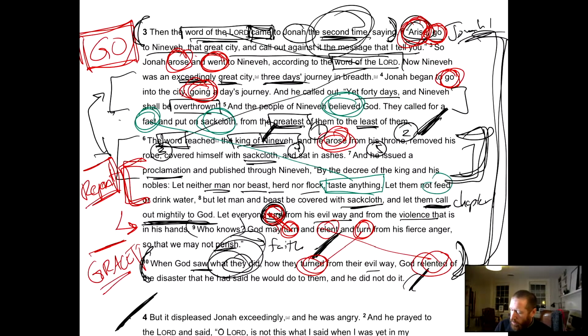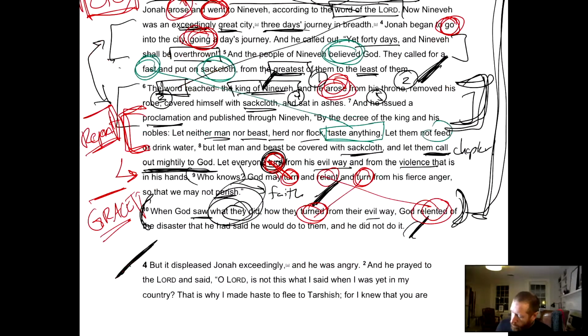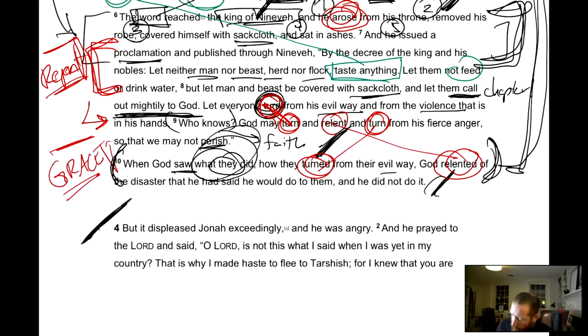So we saw part 1, Jonah was invited to go. In the second section, the people of Nineveh repent. And then in the third section, we saw grace. And here we are, Jonah chapter 4. It displeased Jonah exceedingly, and he was angry. Circle that word, angry. We got a little repetition there already. He's displeased, exceedingly displeased, and angry, right? Verse 1, the obvious observation is Jonah is not happy.